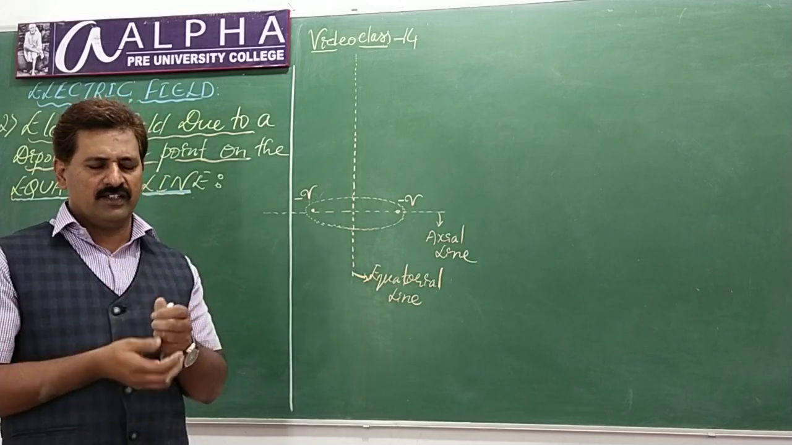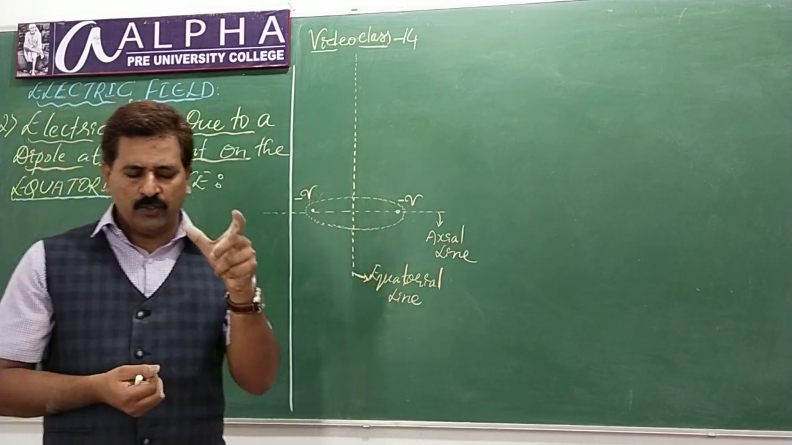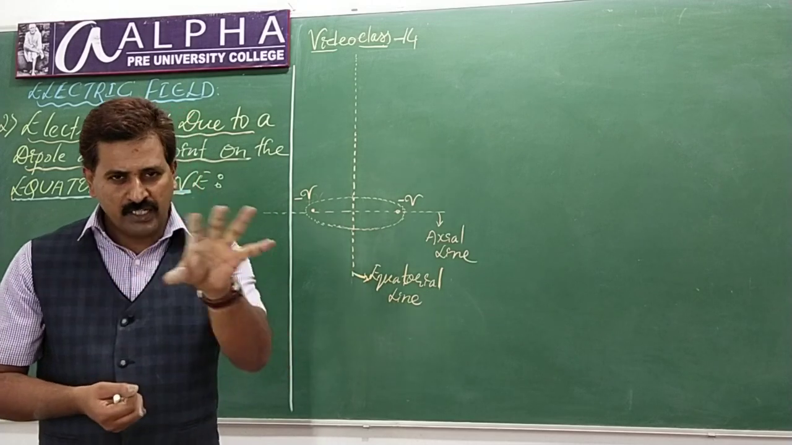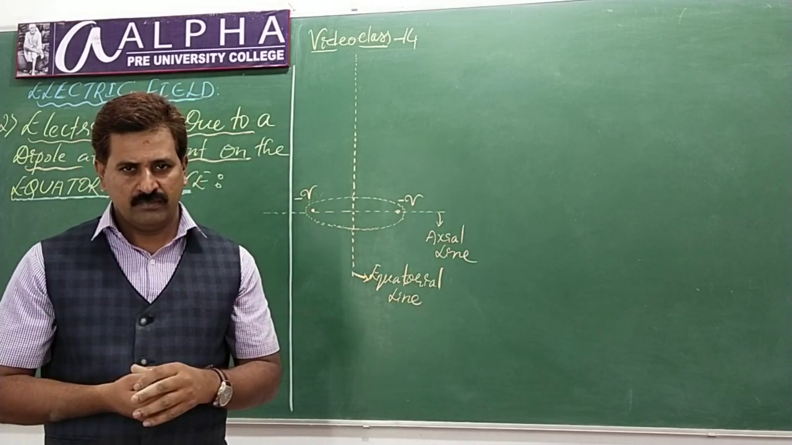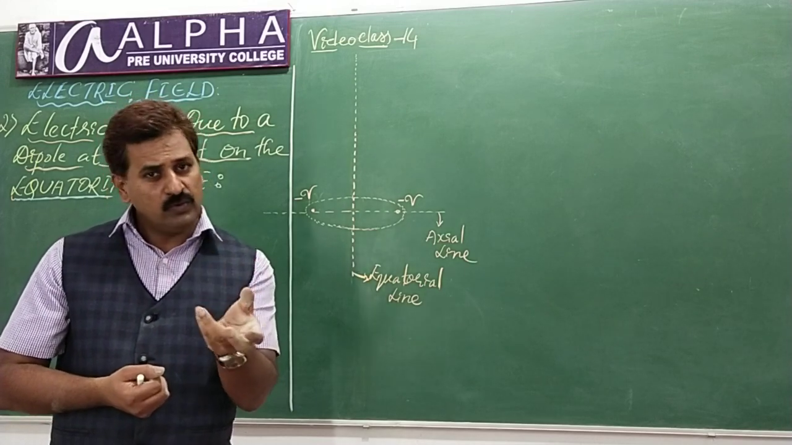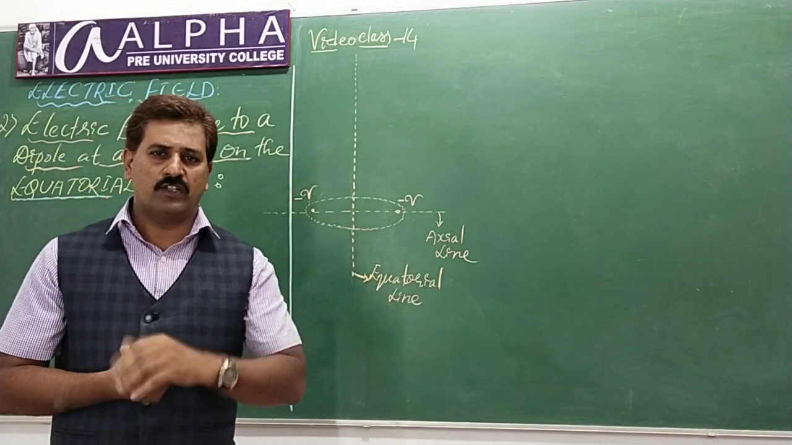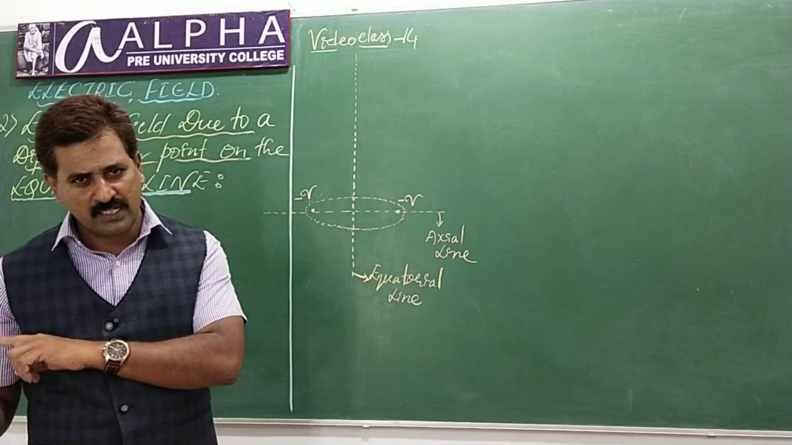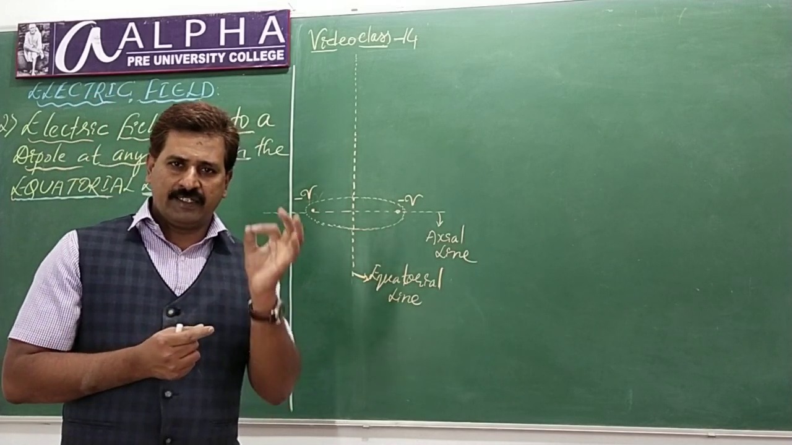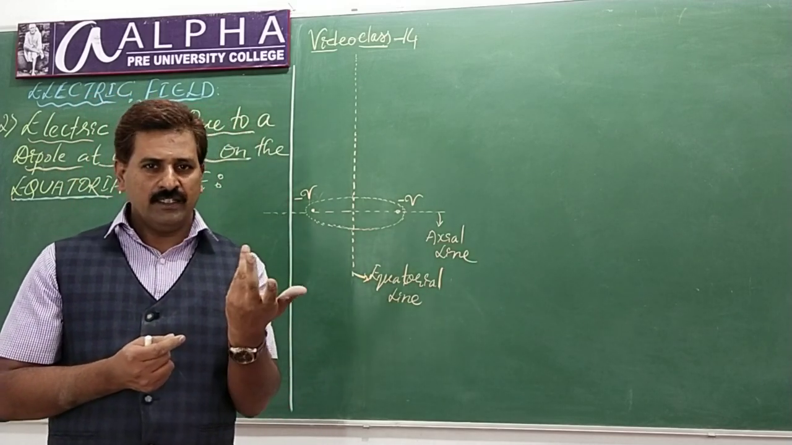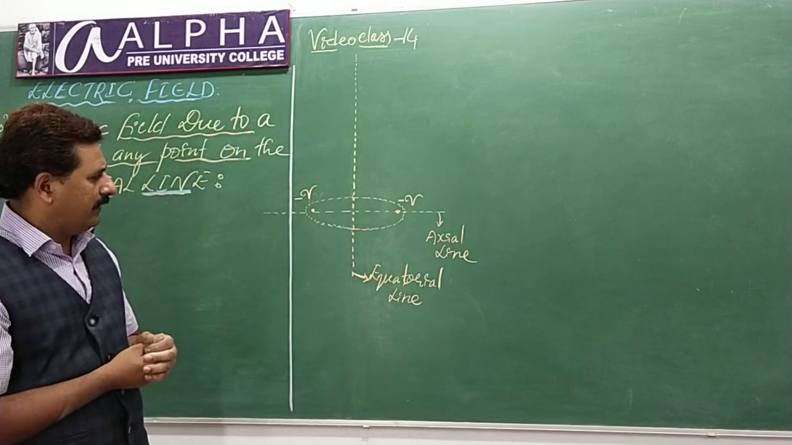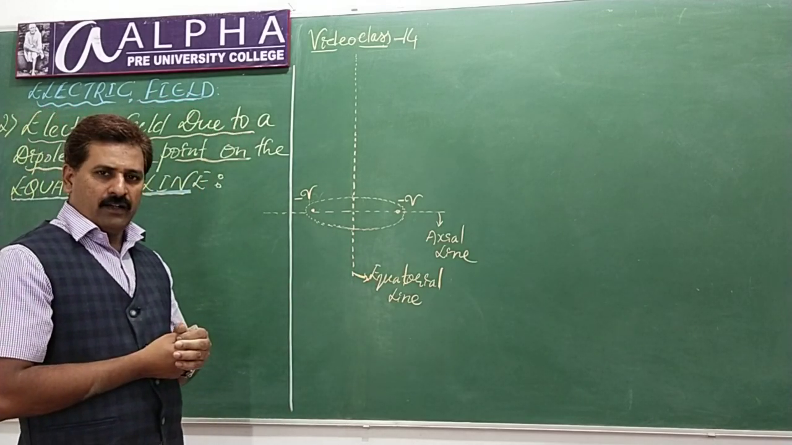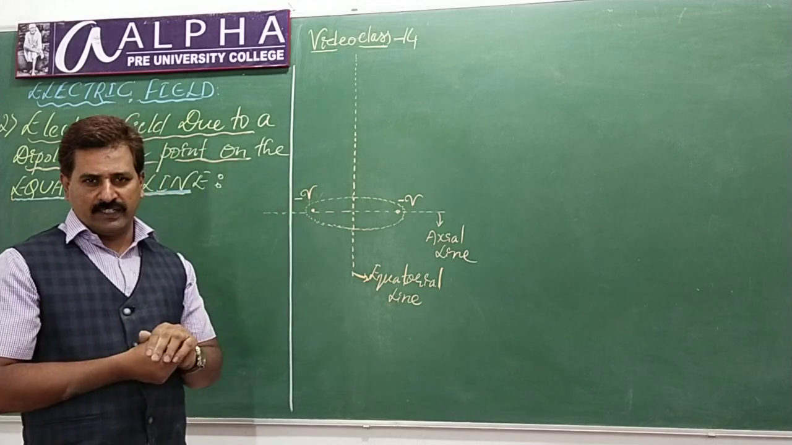What is field? Whenever I use the word field, what do you think? The region where you see an influence on another charge. That influence is due to a charge, what we call the source charge. There are two charges, source charge and test charge. A test charge experiences a force. That region is said to contain electric field. A dipole is also a source of electric field.